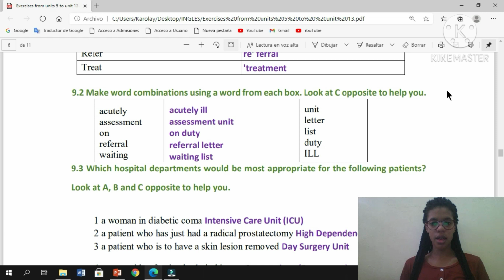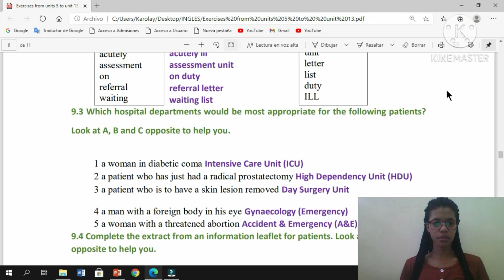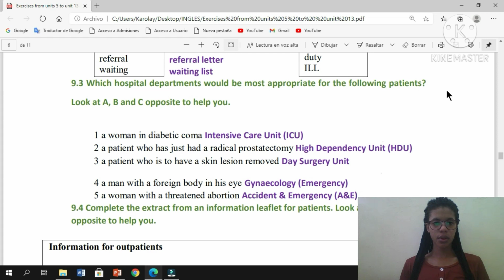Acutely ill, assessment unit, one day, referral letter, waiting list. Which hospital department will be most appropriate for the following patients? Look at A, B, and C opposite to help you.